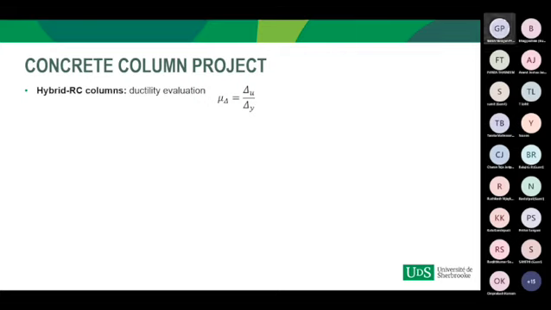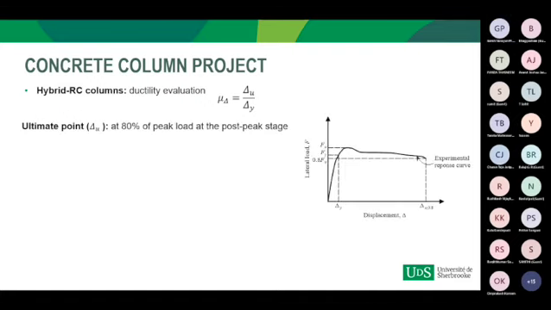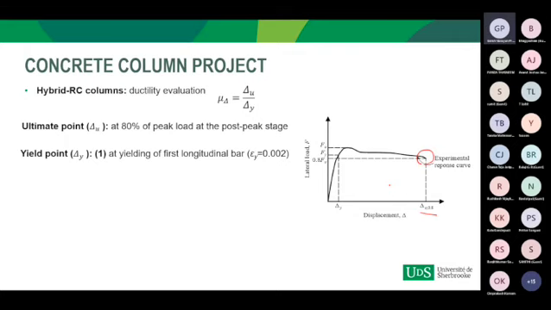As explained earlier, the ductility was calculated as the ratio of the ultimate displacement to the yield displacement. The ultimate displacement point was defined at the 80% peak point, this point, 80% of peak load at the post-peak stage. The yield displacement point from the experiment can be defined as the first yielding, this one, which means when we reach 2000 microstrain in the longitudinal steel bar.